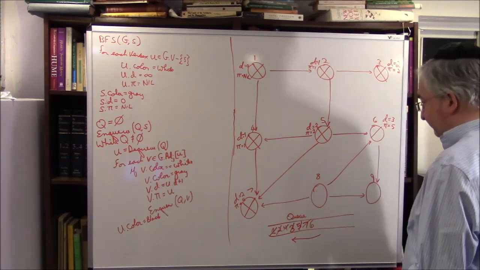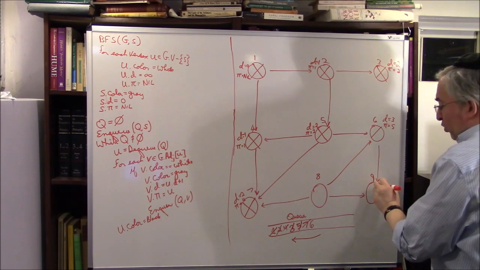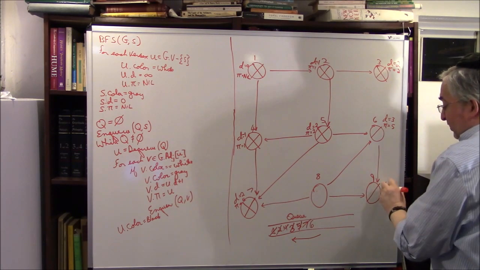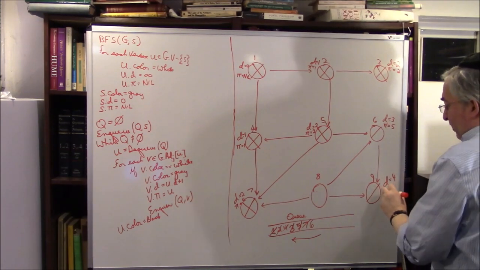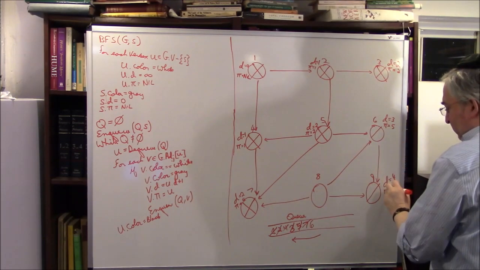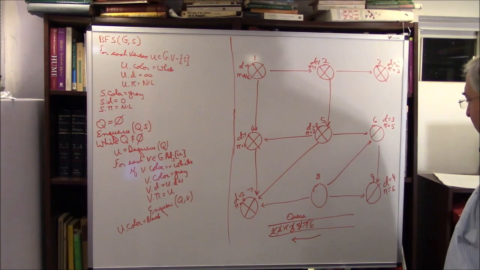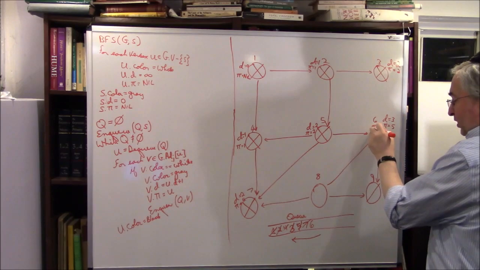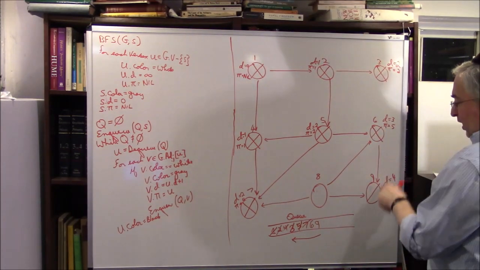6 has a child, 9. Okay, pull off 6. So we look at its child. The child is white, so we make it gray. The distance here was 3, so we make the distance 4. The parent of this guy is going to be 6. Okay, and very nice. 6 has no more children, so we color it black. I'm sorry I didn't put on 9 over here. Okay. We color it black.